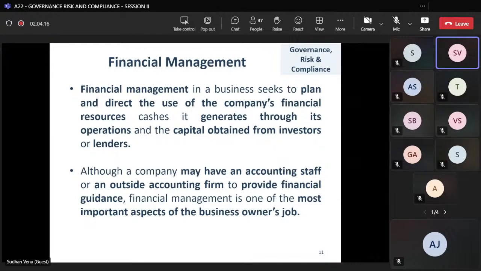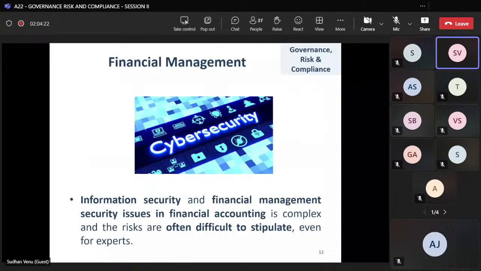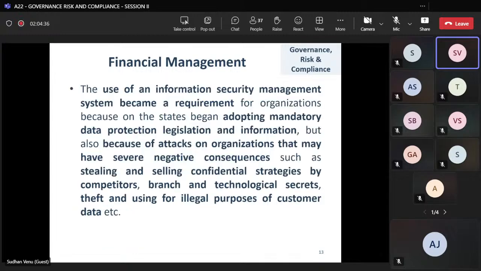To run the business and all its activities, finance is the main thing. So in order to secure the financial side, you have to consider information security and financial management. Security issues in financial accounting are complex, and the risks are often difficult to stipulate, even for experts.